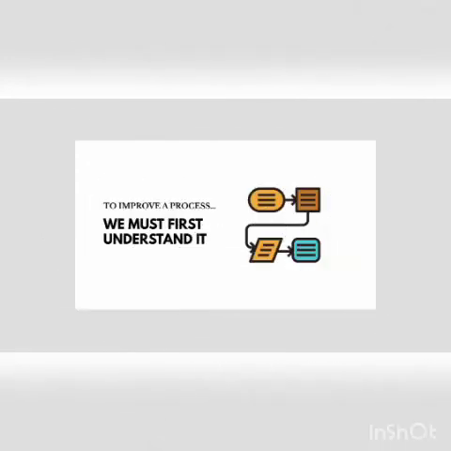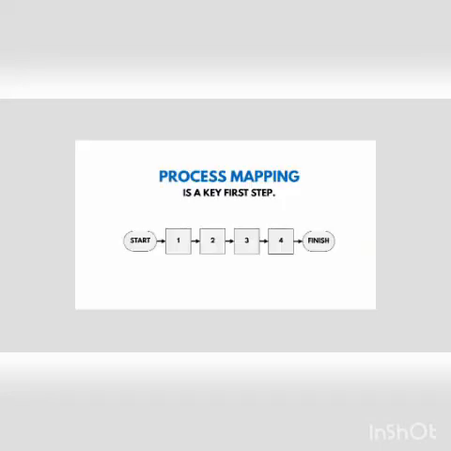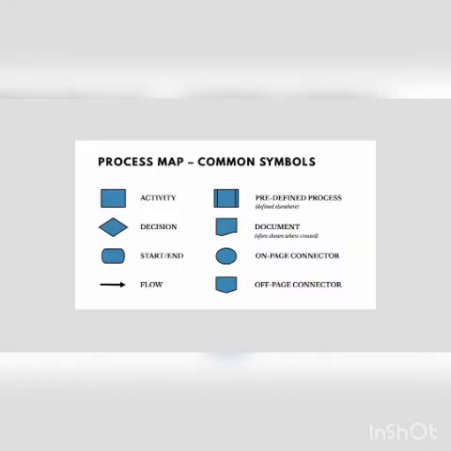To improve the process, we must first understand it. Process mapping is a key first step. Start, 1, 2, 3, 4, until finish. Process maps use common symbols. First activity, next decision, and then start or end, and then flow, and next predefined process, and then document, after that on-page connector, and last off-page connector.